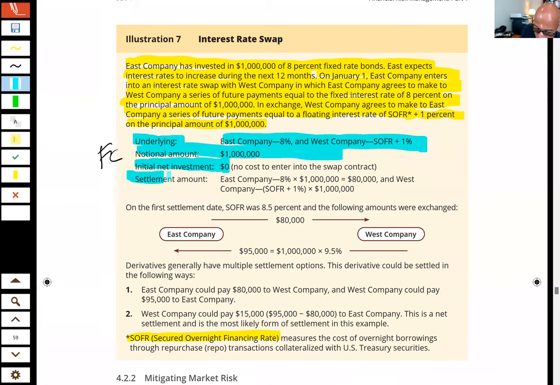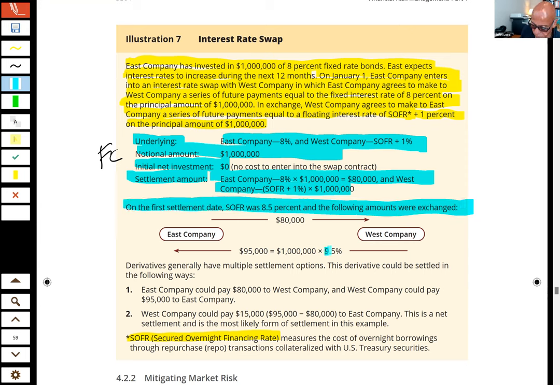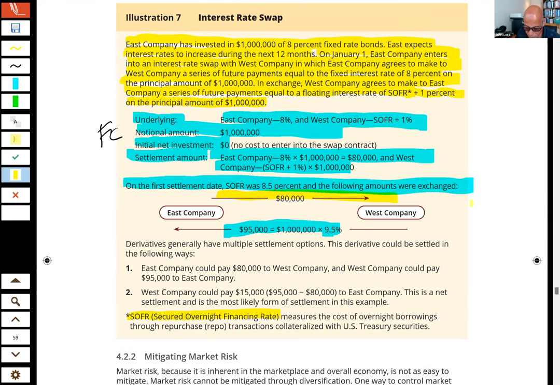And then the settlement amount is what you're going to have to settle. It's $80,000 for East Company, and for West, it's the 1% plus the Secured Overnight Financing Rate. So if the SOFR is 8.5, we have to add 1 to that. West Company would have to pay East Company $95,000. East Company is getting to pay that fixed $80,000. So, in this example, East Company did a smart thing, West Company not so much.